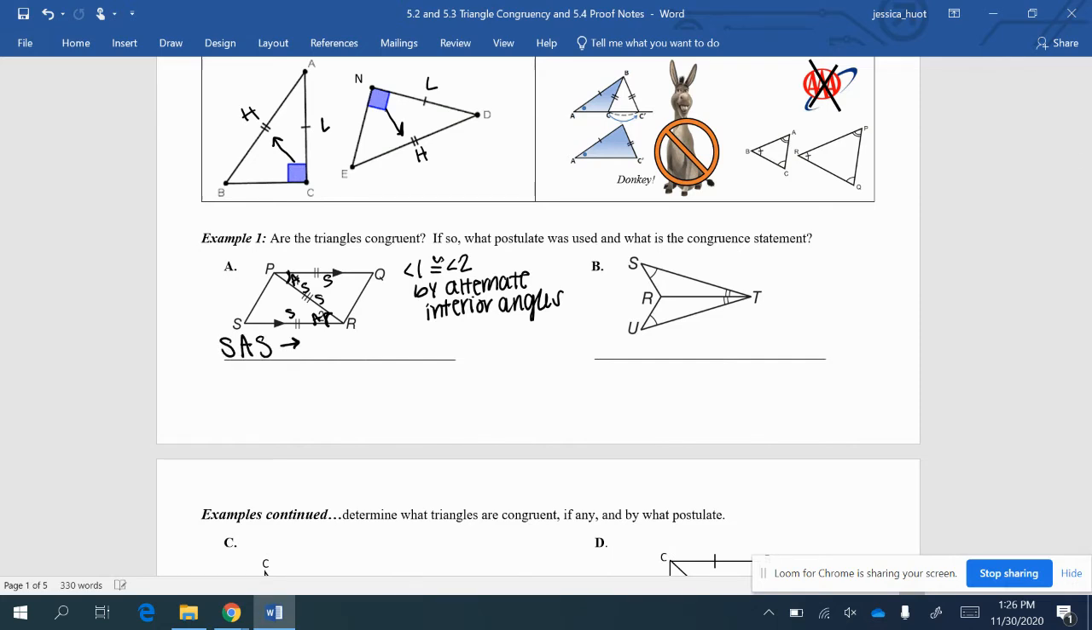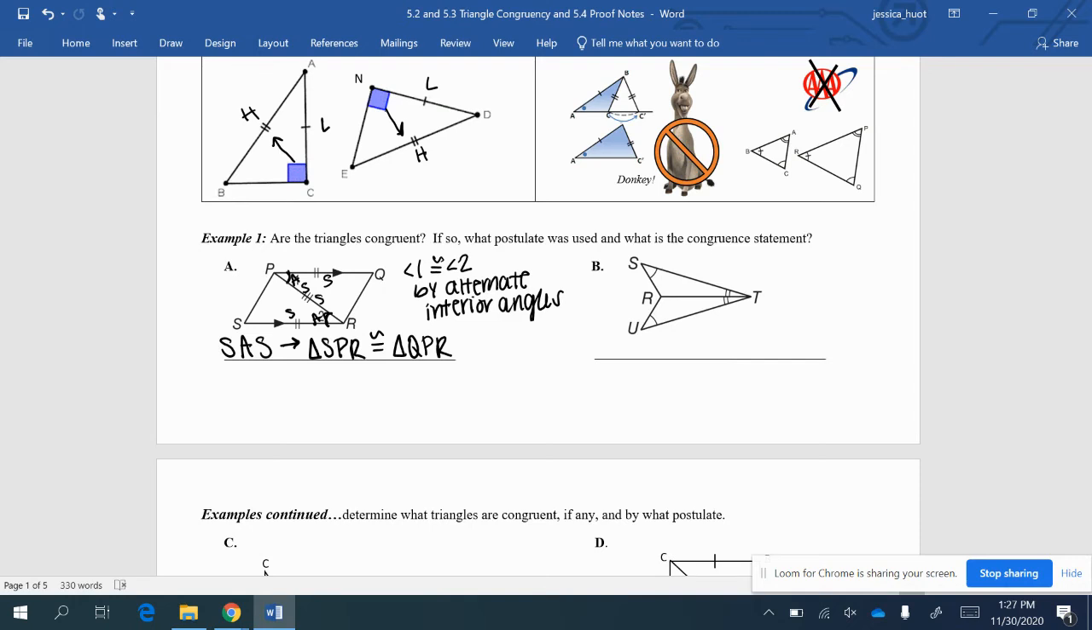To write my congruent statement, I'm going to say triangle SPR. Triangle, I started at this angle, so I got to start here, so QPR. Notice how in my first statement right here, the order of this triangle doesn't matter as long as you follow the same order in your second set of letters.